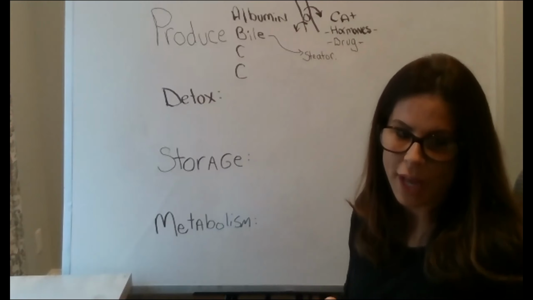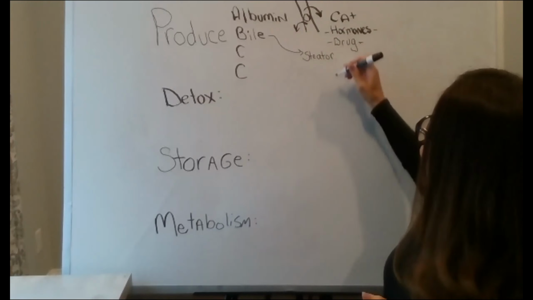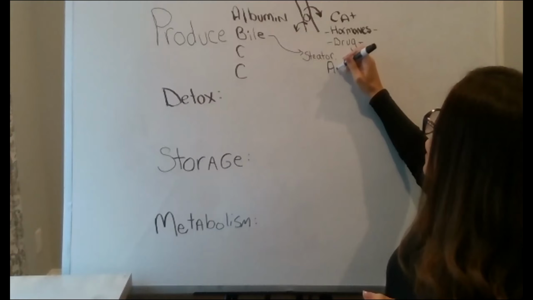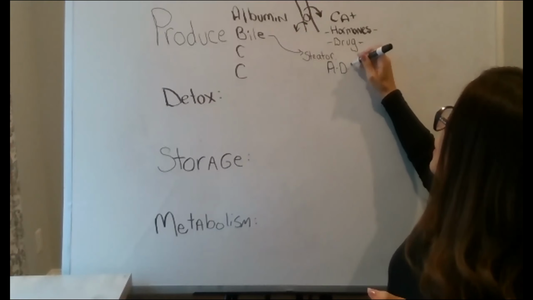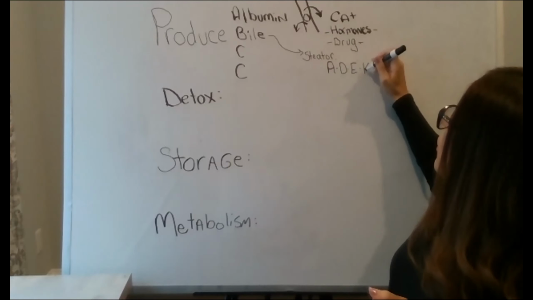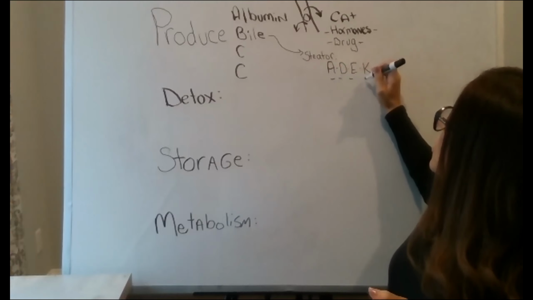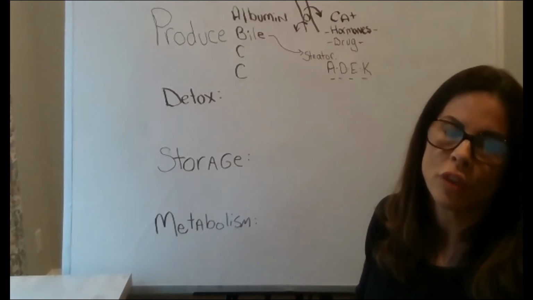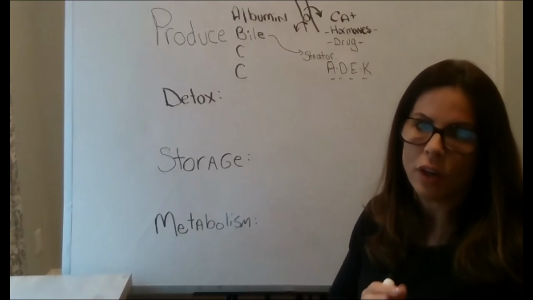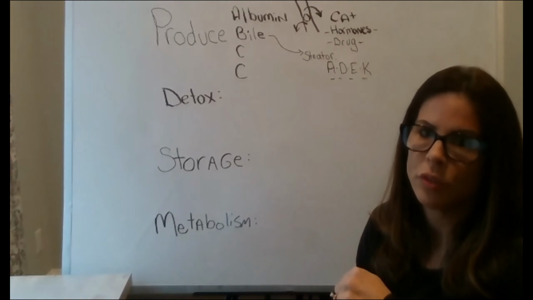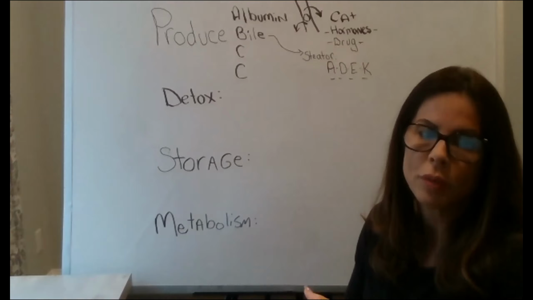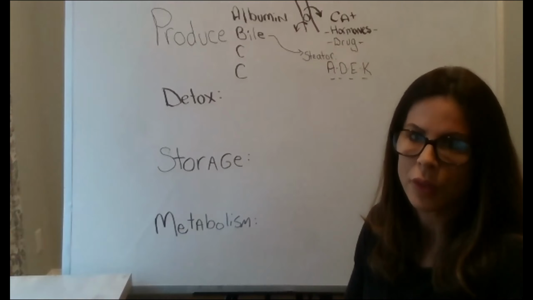So if we can't absorb fats, we also, again, can't absorb our fat-soluble vitamins like our A, D, E, and K. So we know that our patients will be deficient in A, D, E, and K as their liver continues to fail. Right, so our liver is important to produce albumin, and it's important because it produces bile.